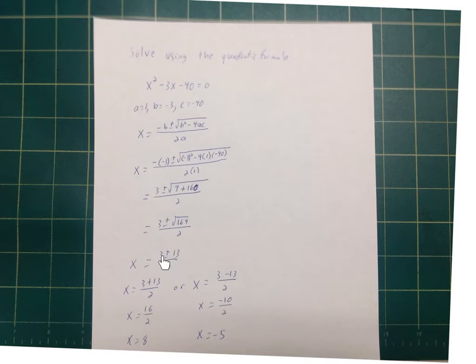Since I can't combine my 3 and my 13, I write it out the long way. 3 plus 13 over 2 comes out to 8. 3 minus 13 over 2 comes out to -5.